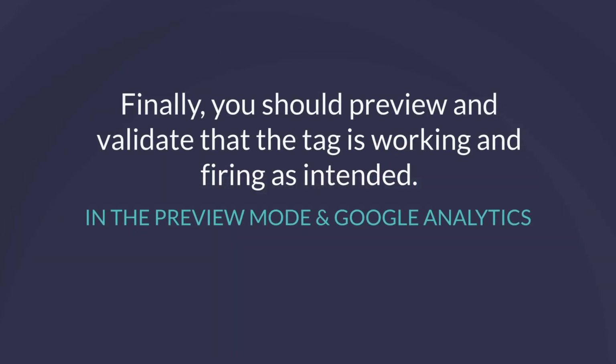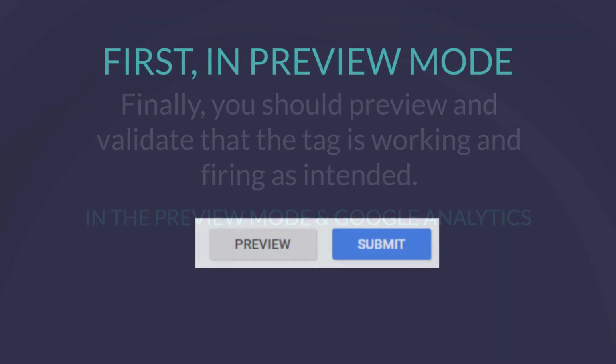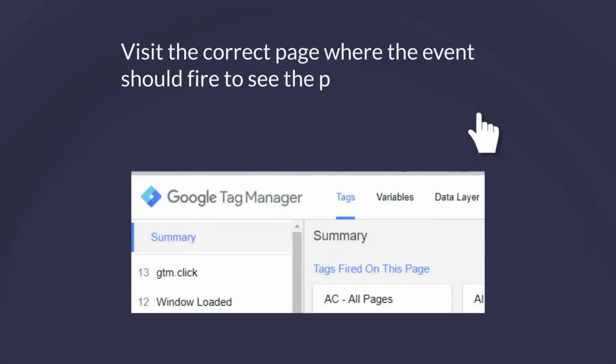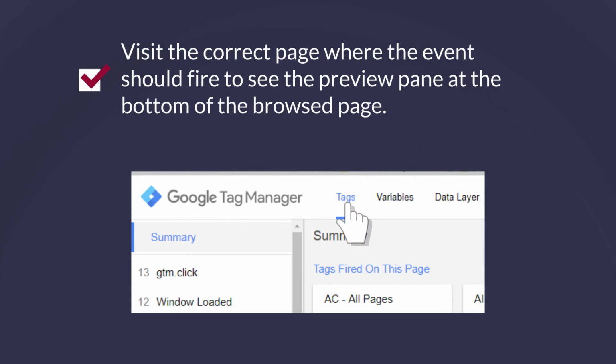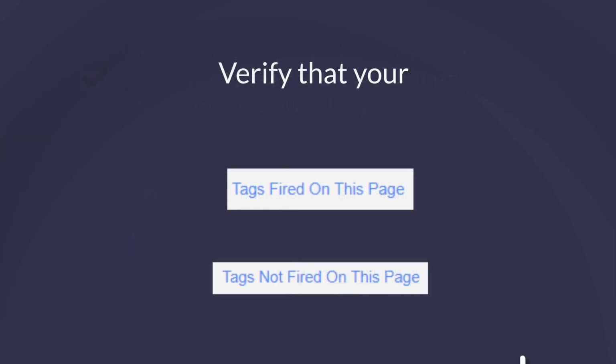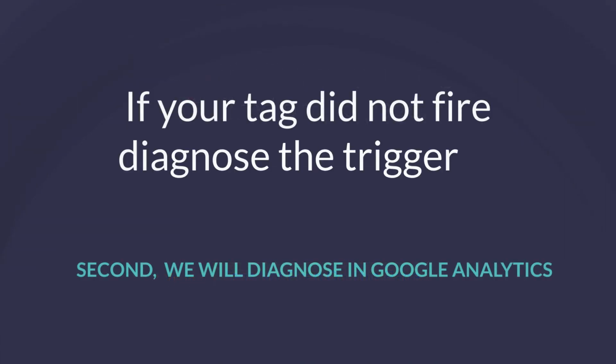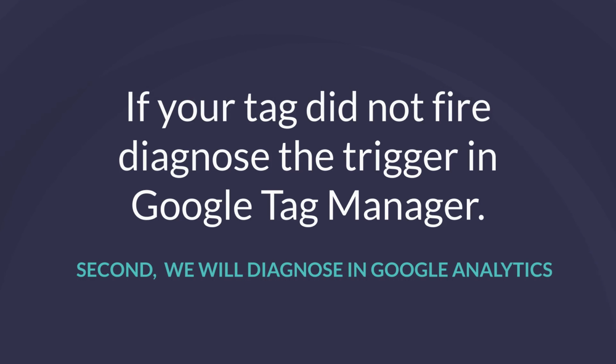Finally, you should preview and validate that the tag you've just created is working and firing as intended. You should do this in Google Tag Manager's preview mode and in Google Analytics. First, to validate your tag in preview mode, click Preview in the upper right hand of the screen of Google Tag Manager. Next, visit the correct page where your event should fire, look at the preview pane at the bottom of the browsed page. Verify your tag fired on the page. Your tag should be in the Tags Fired on this page section. Note, if your tag did not fire, you should diagnose the trigger in Google Tag Manager.